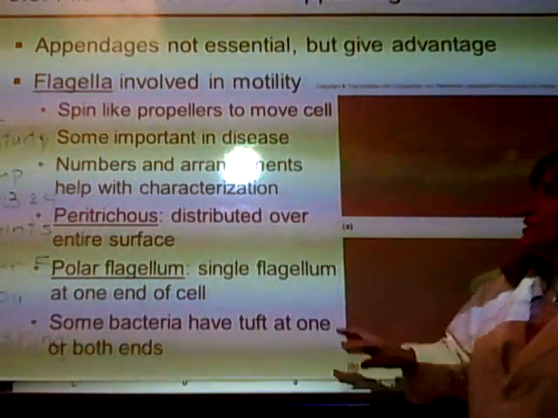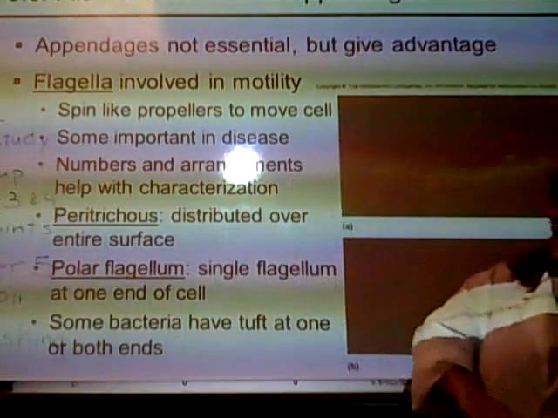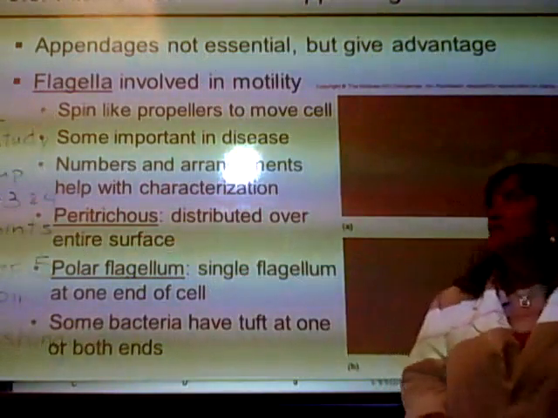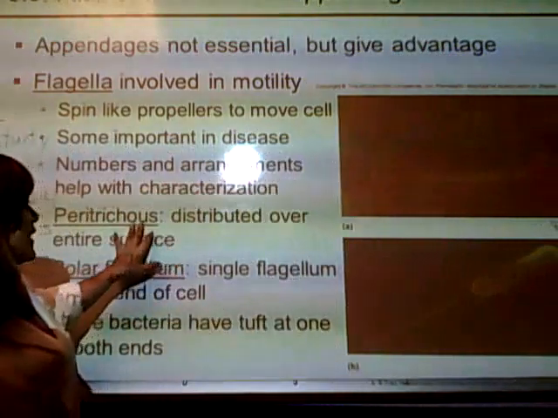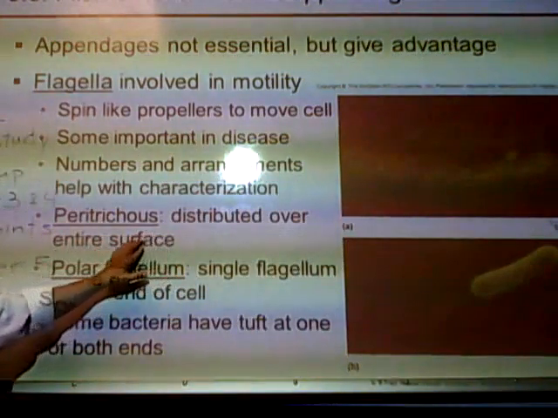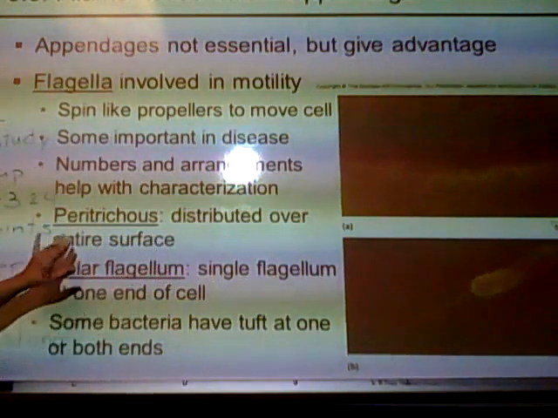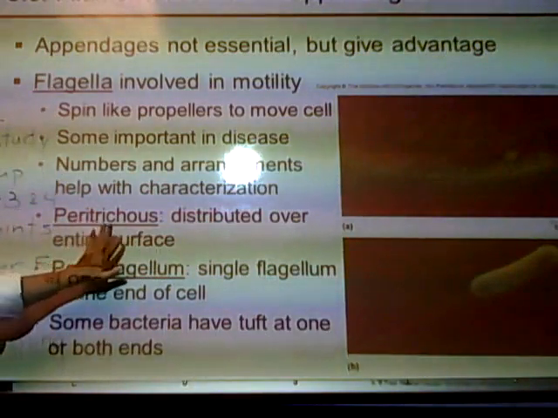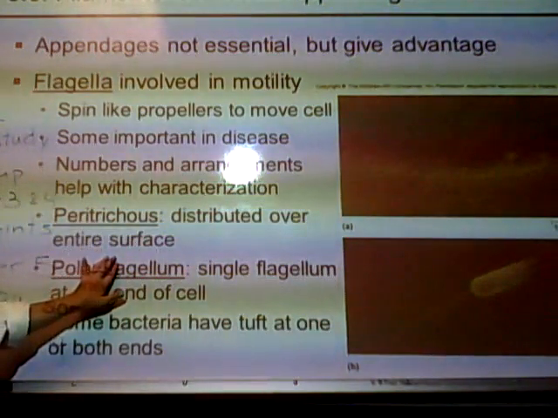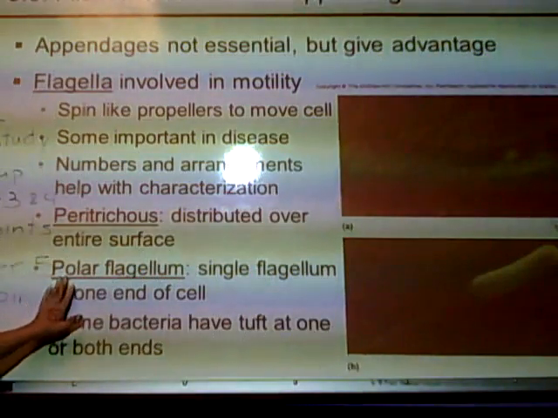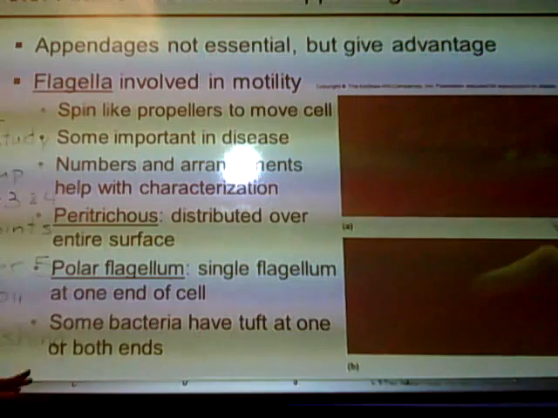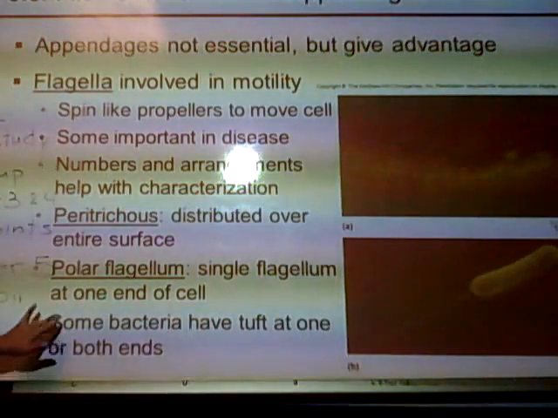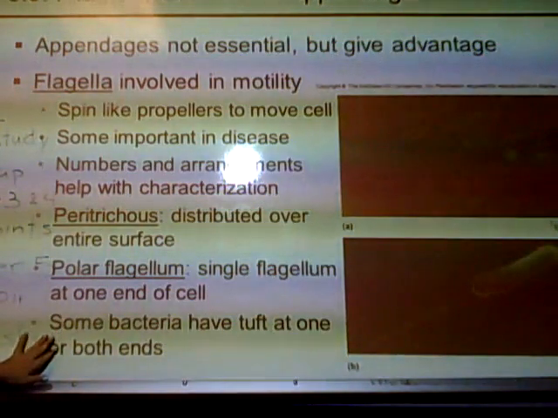All right, flagella. We have actually different types of flagella. We have some that spin, some that are whip-like. Right, then these are good microbiology words to know. Peritrichous, they're over the whole surface. Polar flagellum, just like we have one North Pole, it's a single flagellum. All right, and some have a tuft at one end or the other.